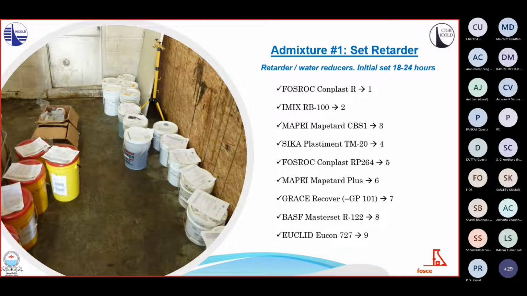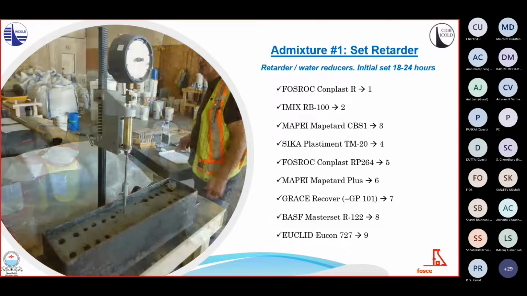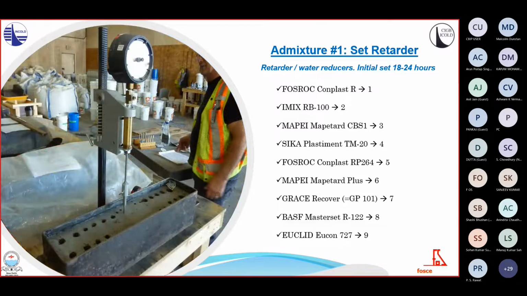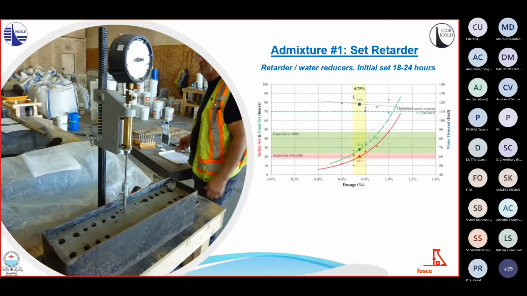Up to 9 different commercially available chemicals were used in a project to investigate setting time and water reduction in the mix. Lab tests, according to ASTM C403, were performed in lab and outdoor conditions to evaluate the performance of each one. Series of plots similar to this one were produced to determine the most appropriate dosage of each retarder.